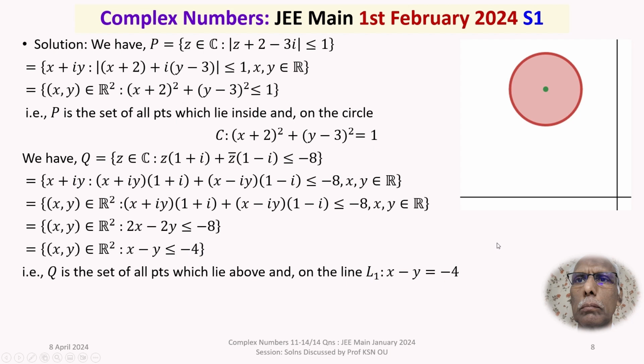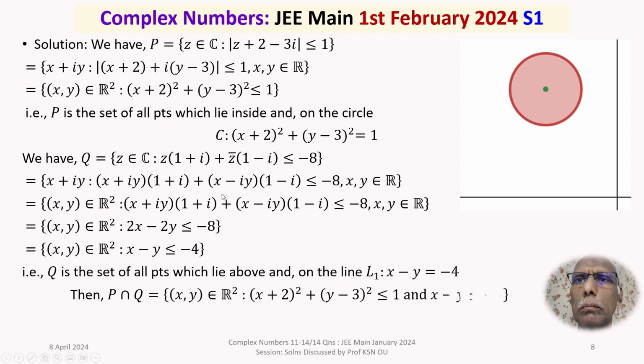So let's look at the picture. Let's look at the diagram. Then P intersection Q is common to that circle and this straight line, all those ordered pairs. So the mixed shaded region depicts P intersection Q.